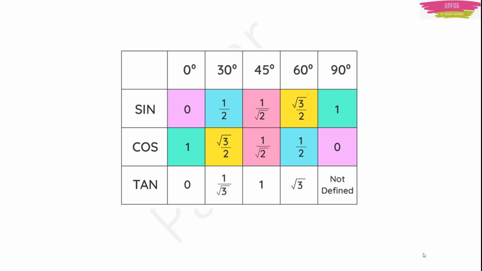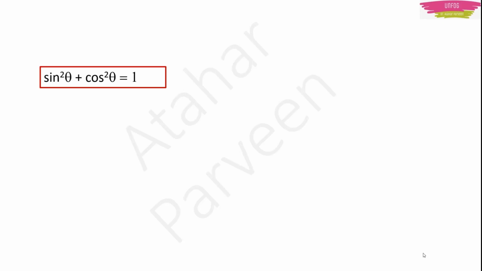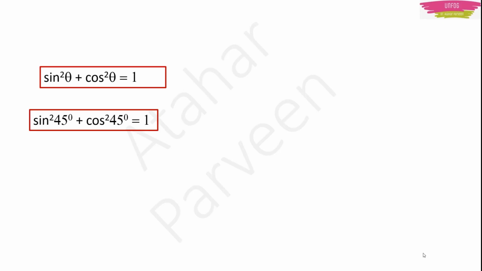Okay. Now this was about the values. Now there are a few important trigonometric identities like sin square theta plus cos square theta is equal to 1. We can prove it also. How? You put some angle. Maybe you take theta is equal to 45 degree. Then you substitute the values. You know sin 45 is 1 by root 2 and cos 45 is also 1 by root 2. Substitute and do whole square. You will get 1. Okay. You can prove it also.